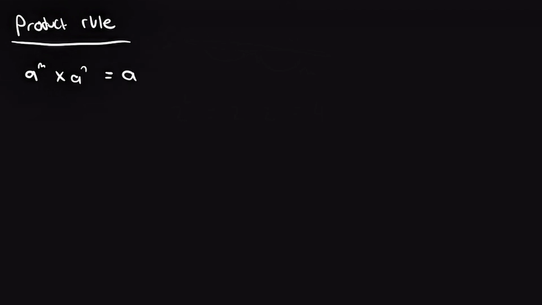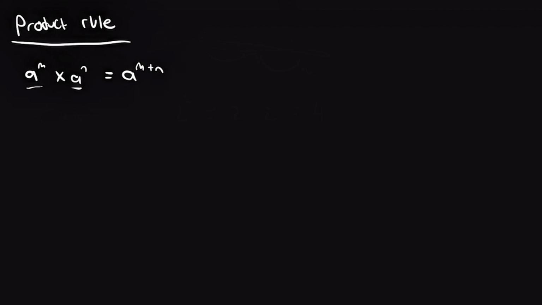To begin, there's something called the product rule. So essentially, if you have something like a to the power of m times a to the power of n, this is equal to a to the power of m plus n. And notice that over here they have the same base. So in order to use the product rule, it has to have the same base. So if it was something like a to the m times b to the n, if a is not equal to b, then you can't use the product rule.